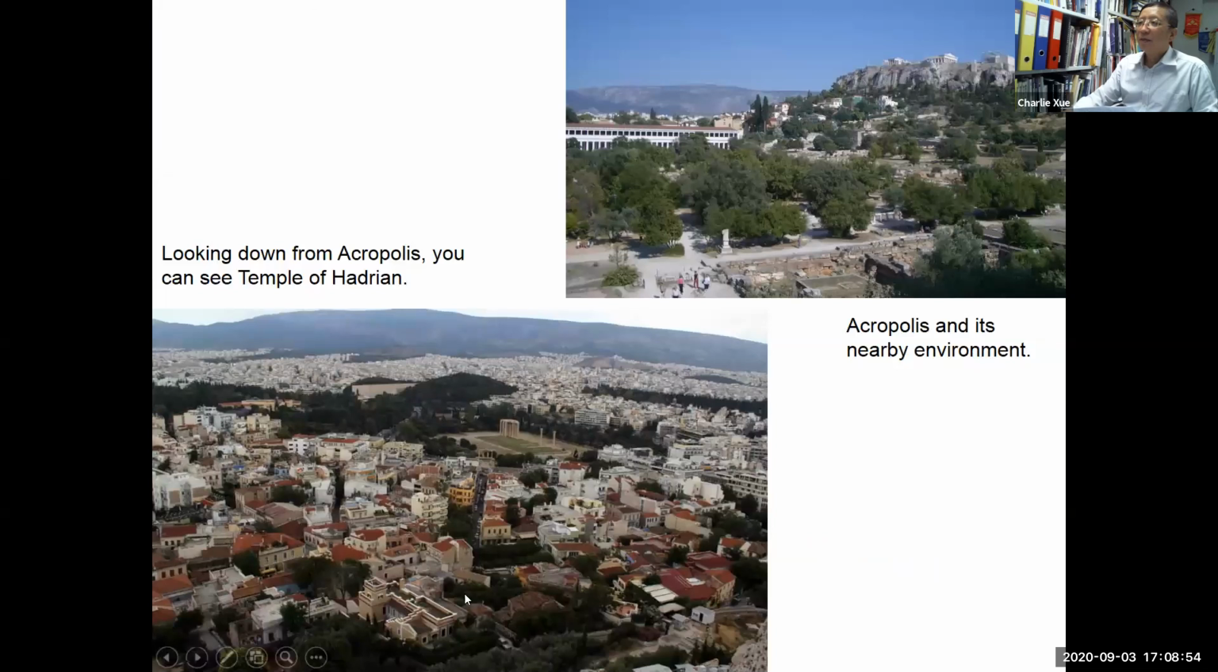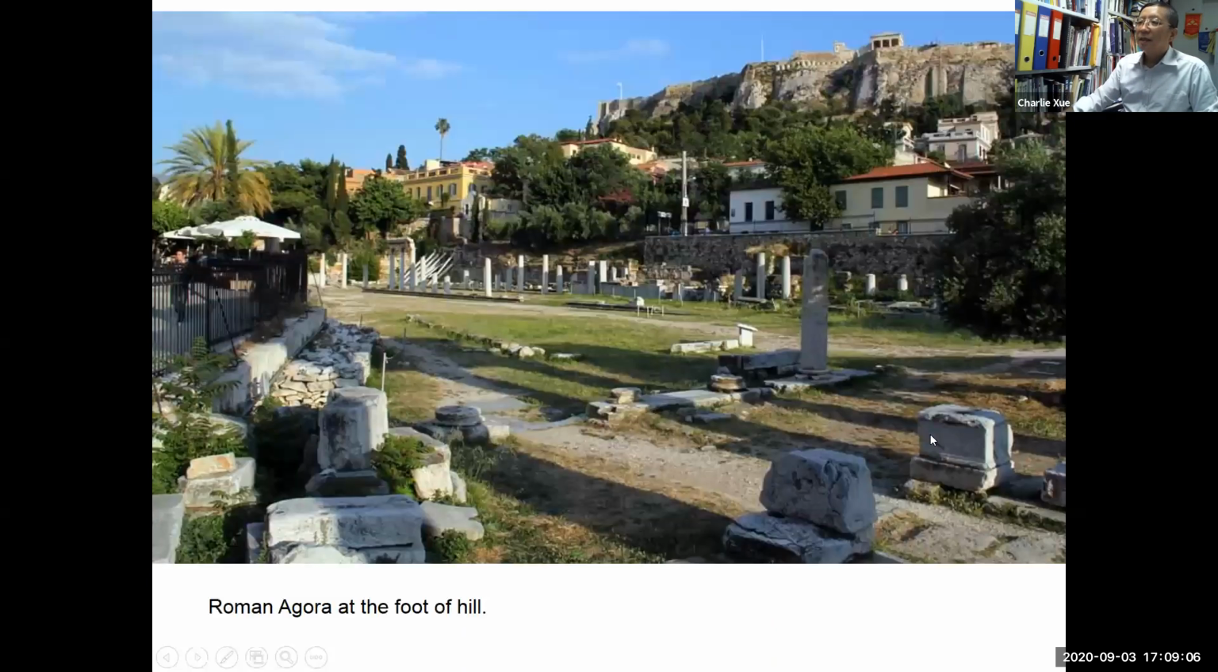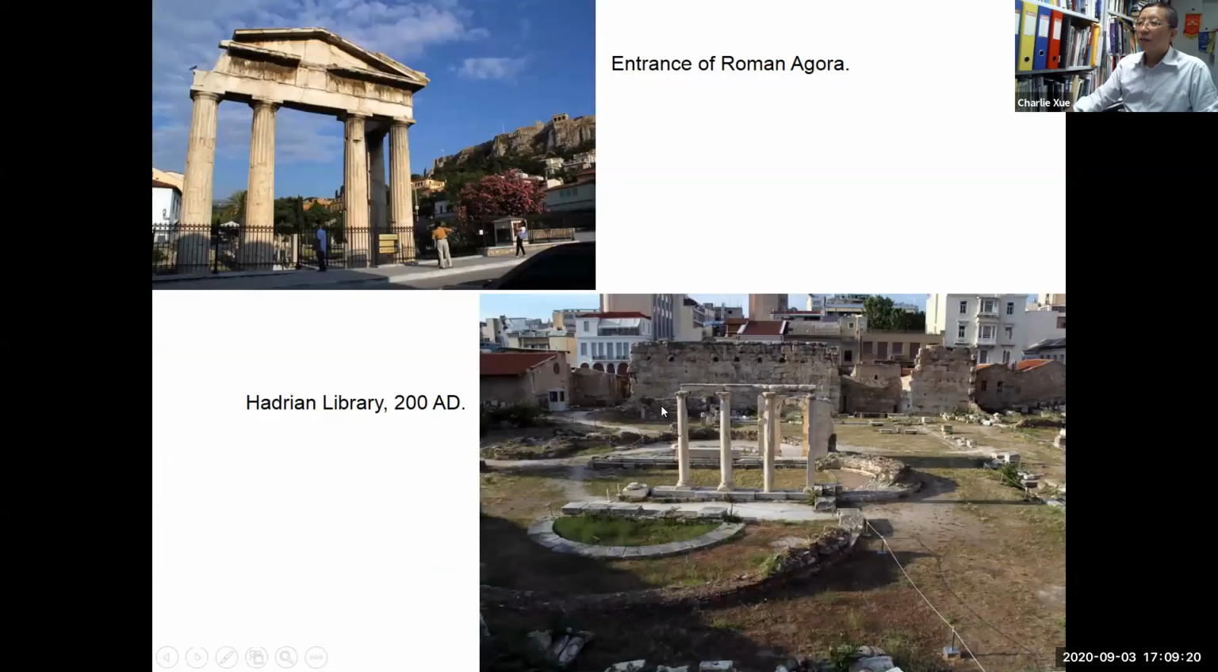Acropolis and its nearby environment. I took the picture in the Acropolis. It is on a high mountain, and I take the pictures of the nearby. Agora today, there are only some columns. It's not easy to keep the buildings. This is Acropolis. It's just below, right? And the Hadrian Library. Hadrian is a king. He has a library there. Entrance of Roman Agora.